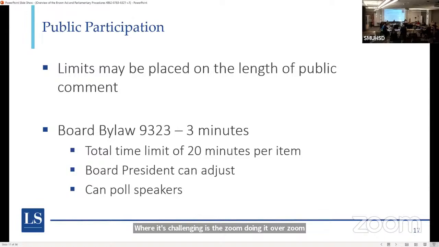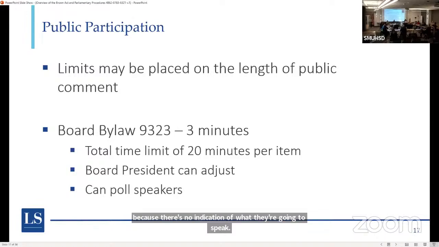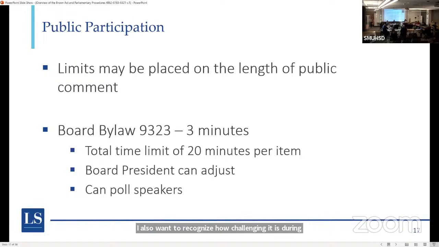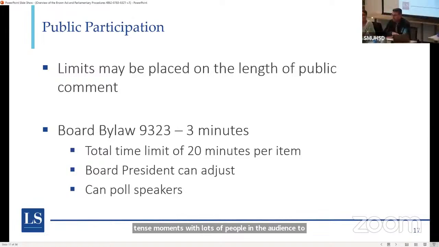I also want to recognize how challenging it is during tense moments with lots of people in the audience to all of a sudden say, we're done. 20 minutes is up. There's this notion of crowd control and responding to your community and being good listeners and the political nature of all of that. We've been faced with that when Trustee Land was president, when in your presidency, reading the room and cutting it off after 20 minutes when you've got all those people in here. That can be challenging.